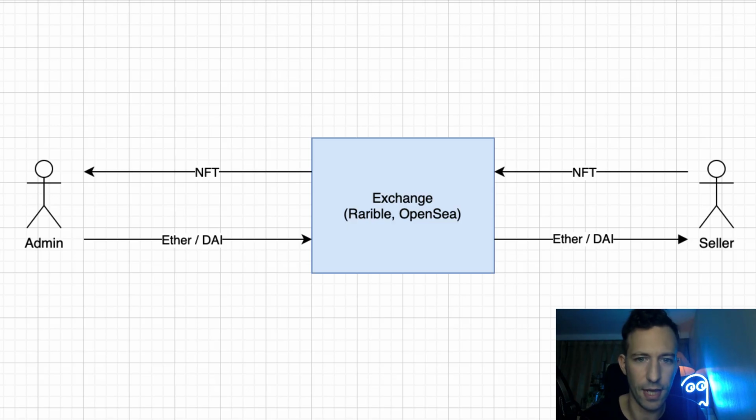Okay, so let's see how Re-Fungible Tokens work. So we have an admin which will create a Re-Fungible Token smart contract. But before creating this smart contract, the first step is to buy an NFT. So this admin will buy an NFT from a seller, probably going through an exchange like Rarible or OpenSea. So the admin will buy this NFT with Ether and DAI and will receive the NFT in exchange.